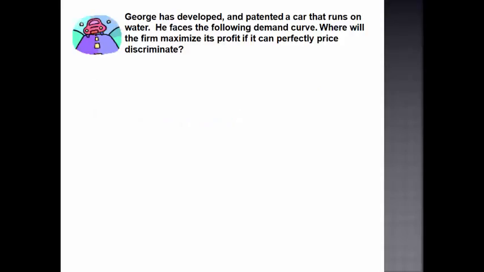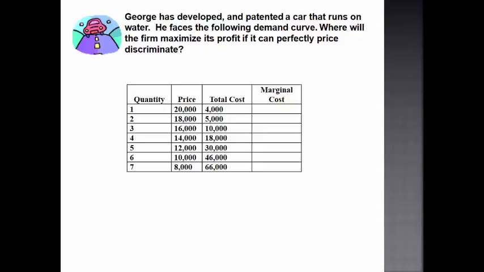So in the case of a perfect price discriminating monopolist, we'll use this example. George has developed and patented a car that runs on water, and he faces this demand curve. He must determine where he will maximize his profit if he can perfectly price discriminate. So again, perfect price discrimination says, when the price is $20,000, there is one person who is willing to pay $20,000. So George will sell it to that person.